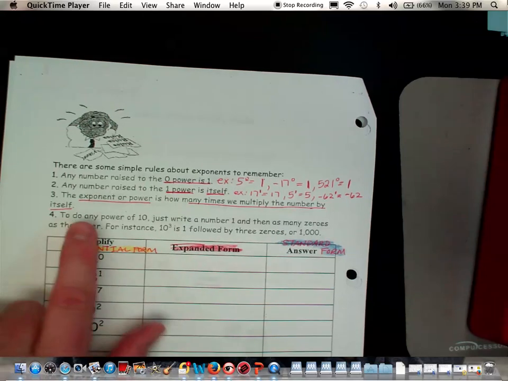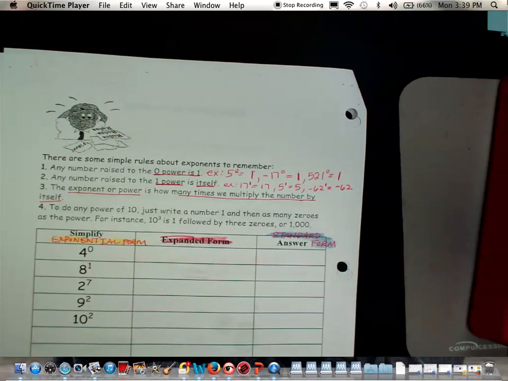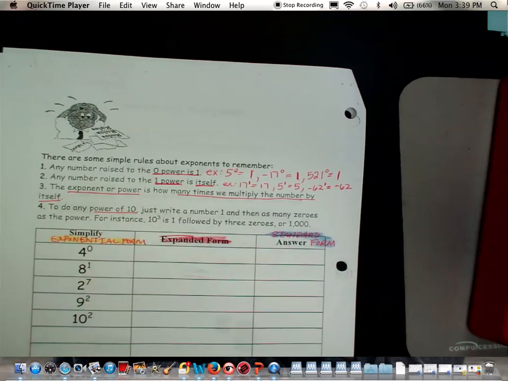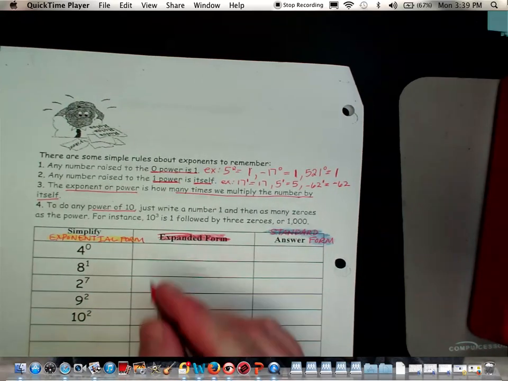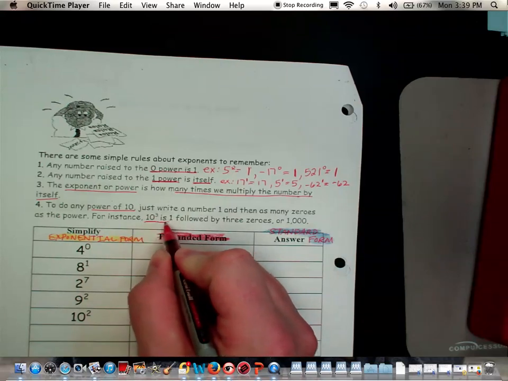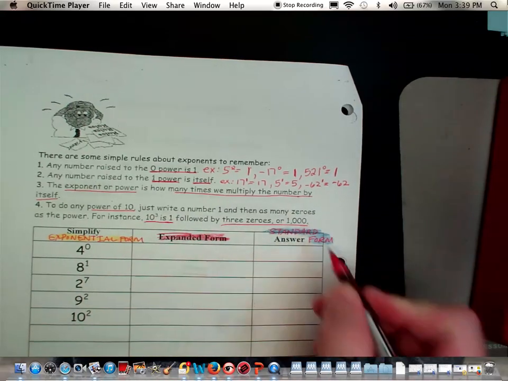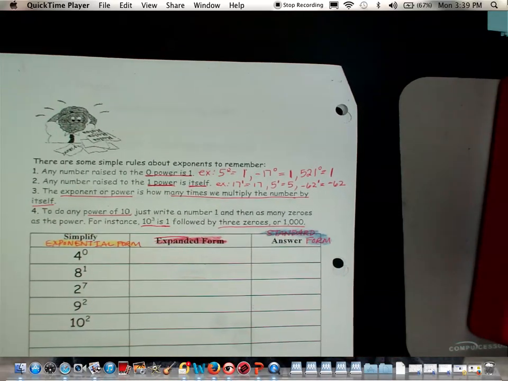And then number 4 says that if I have anything with the power of 10, for instance, 10 to the third power, I just put 1 followed by 3 zeros. Okay, or you just multiply it out. I would just do that, so try to remember that.